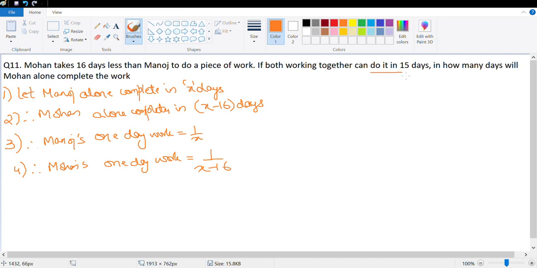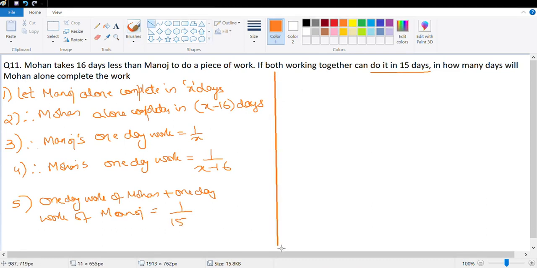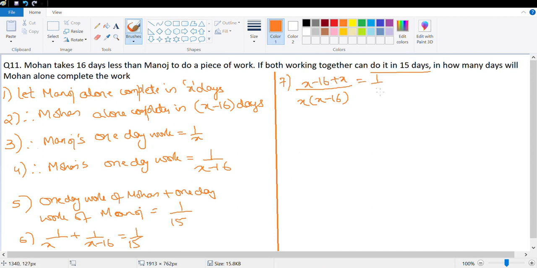Together, they can finish the work in 15 days. Okay. So, 1 day work of Mohan plus 1 day work of Manoj is equal to 1 upon 15, because both put together can finish it in 15 days. Let's substitute values. So what we get is 1 upon X plus 1 upon X minus 16 is equal to 1 upon 15. Right? Let's go ahead and solve this now. So when I take the LCM, it is X times X minus 16. So this is X minus 16 plus X is equal to 1 upon 15.